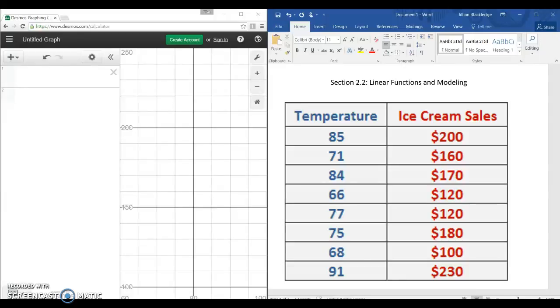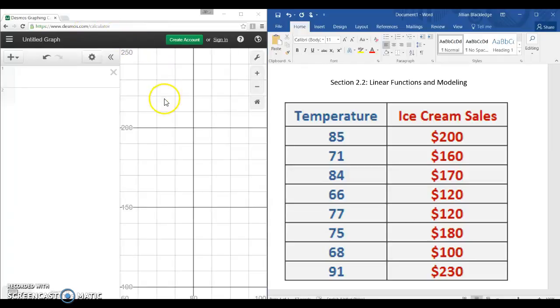Section 2.2 is linear functions and modeling. So in this video, I'm going to teach you how to use Desmos to model your data. Over here, I have a table that is temperature versus ice cream sales. The x coordinates are temperature in Fahrenheit, and the y coordinates are ice cream sales in dollars.